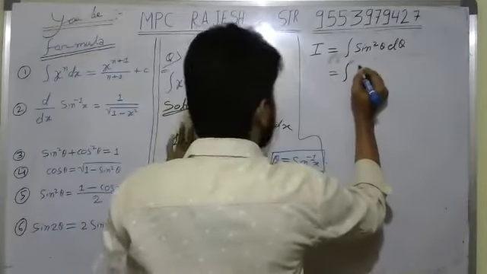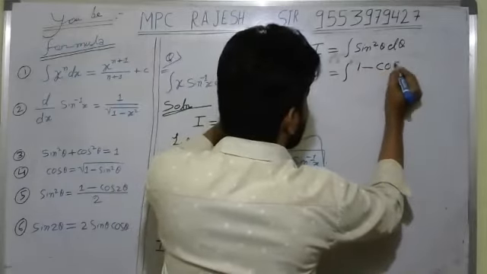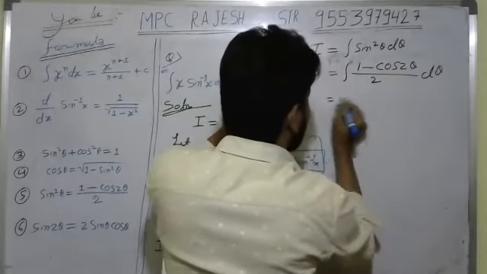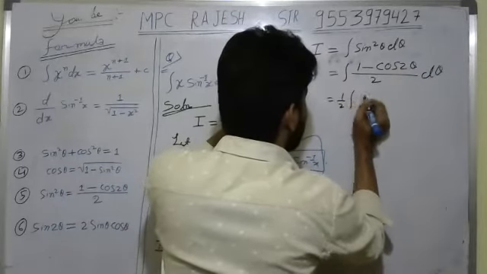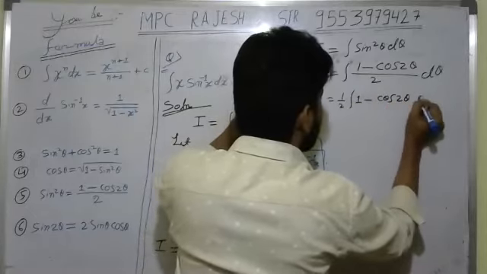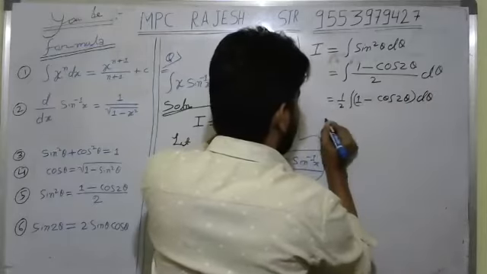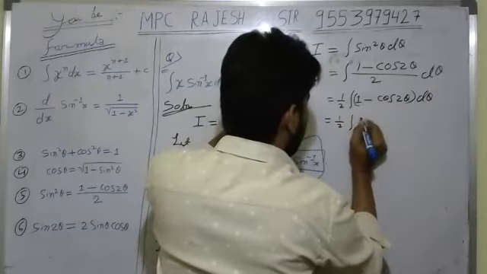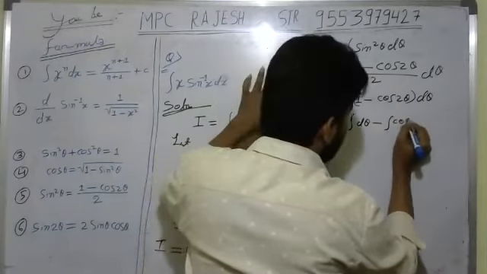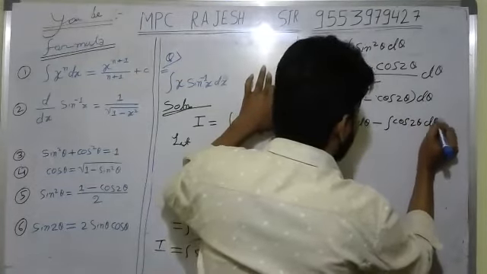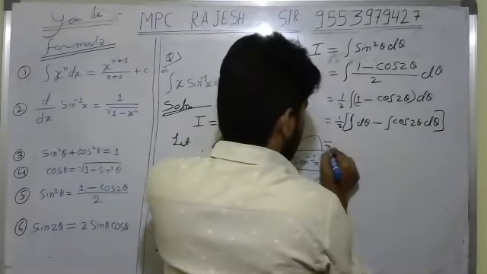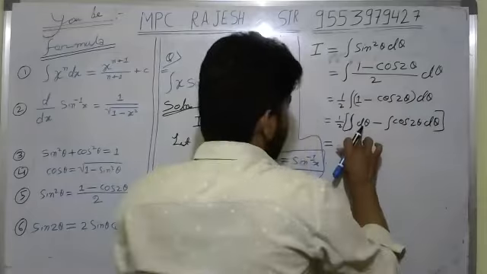What is the formula? 1 minus cos 2 theta by 2 d theta. So from here, take 1 by 2 outside, it will become 1 minus cos 2 theta, right? 1 by 2 integration of d theta minus integration of cos 2 theta d theta. Take the bracket because 1 by 2 is multiplied to the total. So now, what is the integration of 1?